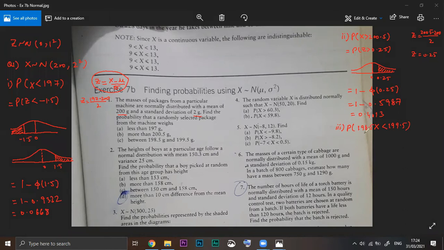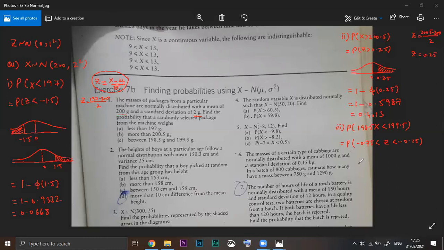Now, with the help of the calculator, calculate 198.5 minus 200 over 2. What's minus 3 over 4? Minus 0.75. Now, this one is z. 199.5 minus 200 over 2 is minus 1 over 4, minus 0.25. Both are negative.